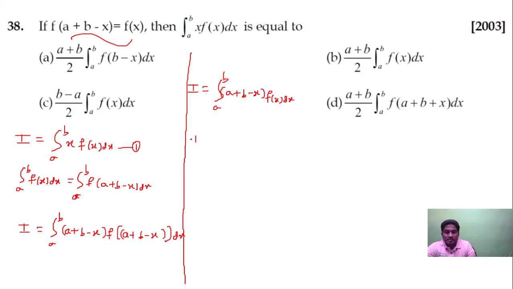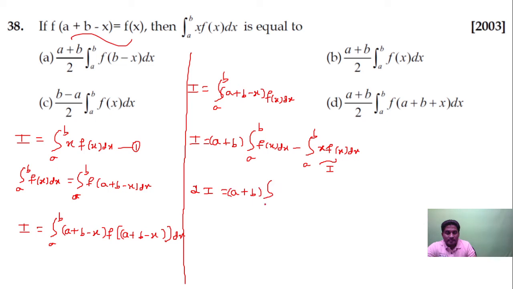So you get I is equal to a plus b, integral from a to b of f(x) dx, minus the integration from a to b of x into f(x) dx. This is same as I, right? You shift it to the left side, you get 2I. 2I is equal to a plus b.